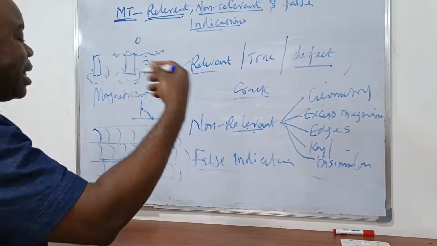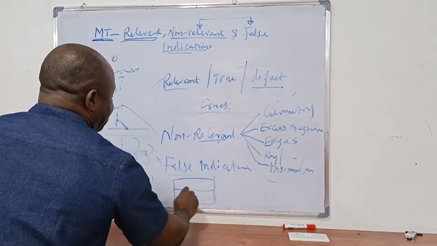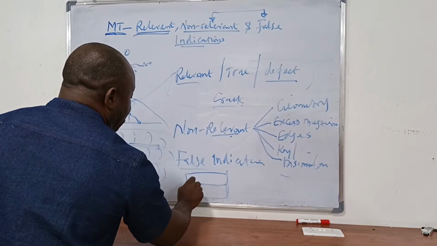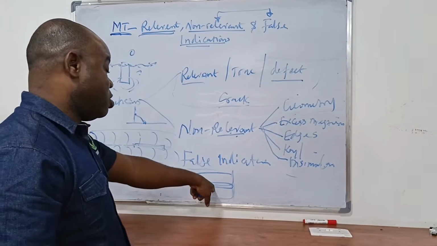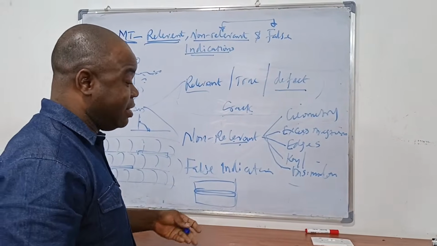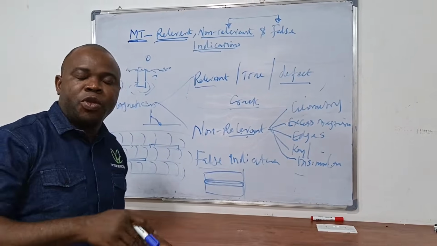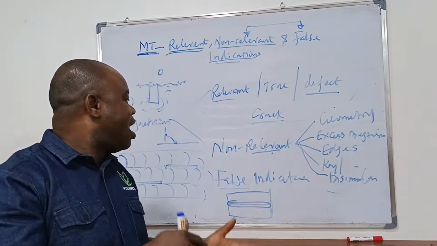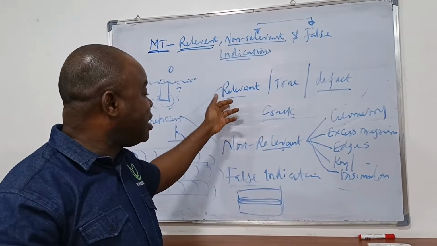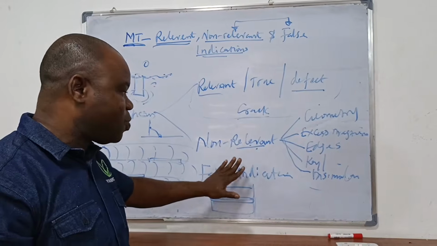Keyway, then the similar metals also. So if I have two metals that are magnetic, that are joined together, particles can be trapped around this area where they are connected. You will think it's a defect. So, how do you differentiate between true indication, which is the relevant indication, and the non-relevant indication? Because the third one is pretty straightforward.